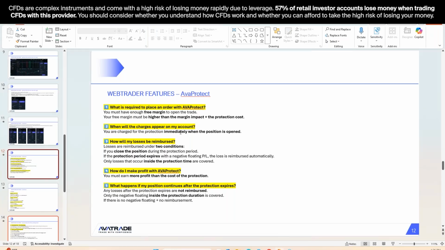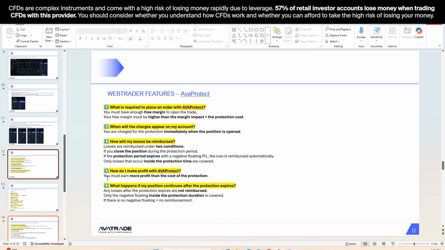When will the charges appear on your account? Immediately when you place the order with the protection, you will see the charge for the AVAProtect. Your losses will be reimbursed to your account under two conditions. First, if you close the position during the protection period. And second, if the protection period expires with a negative floating, the loss will be reimbursed automatically. Only losses that occur inside the protection time are covered. So if by the end of the protection you want to continue the coverage, in that case you need to close it and open a new position with another AVAProtect.